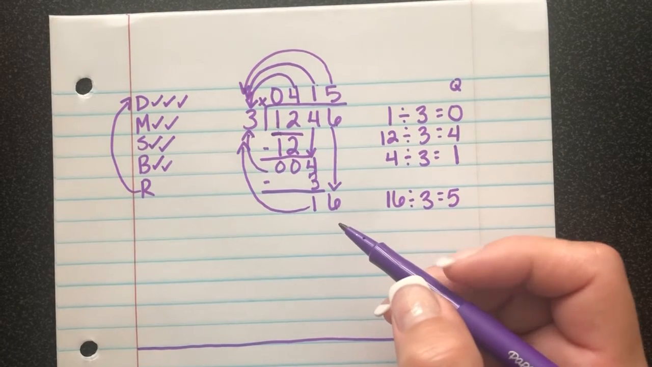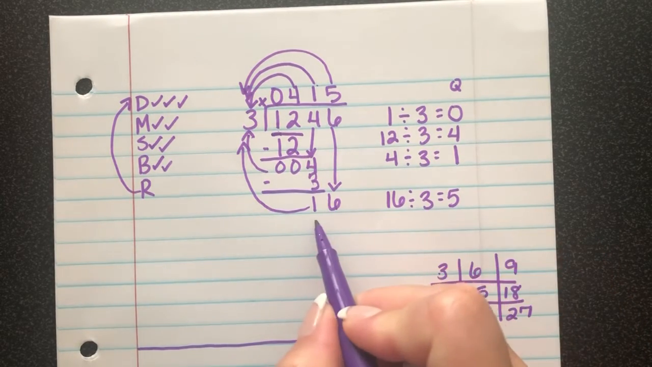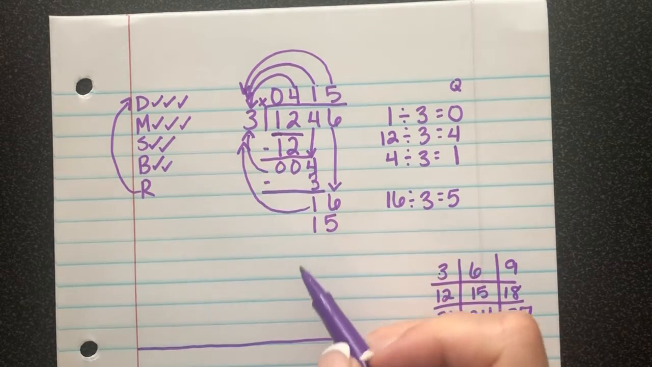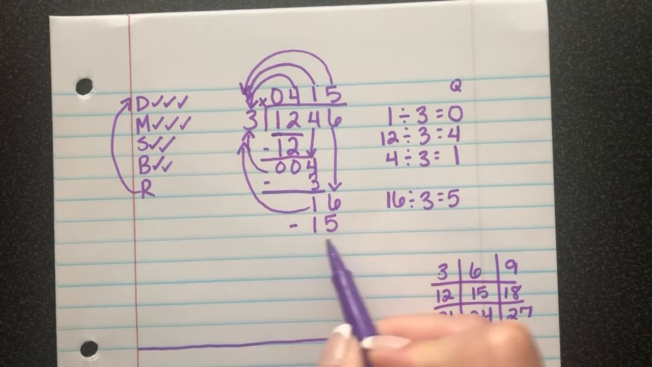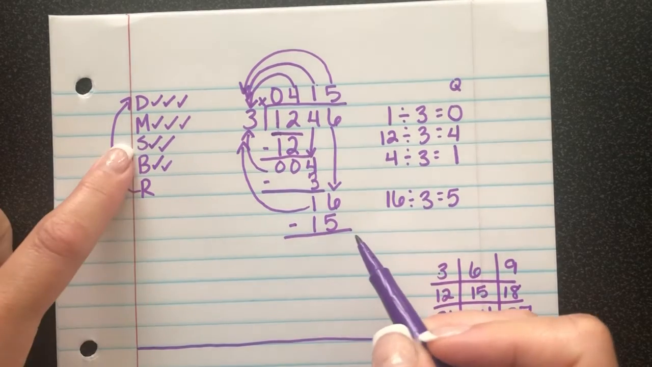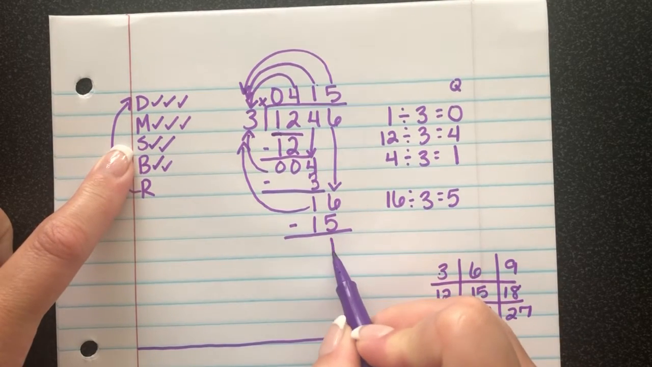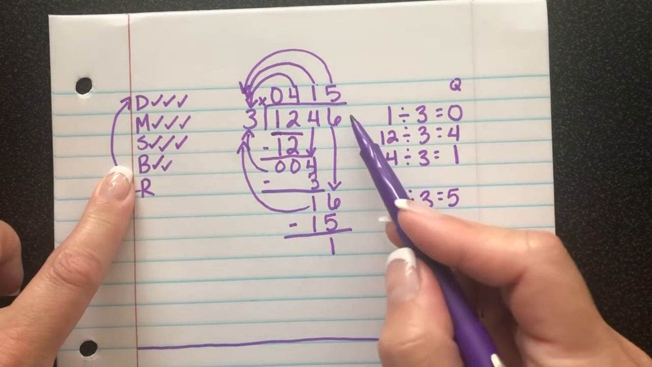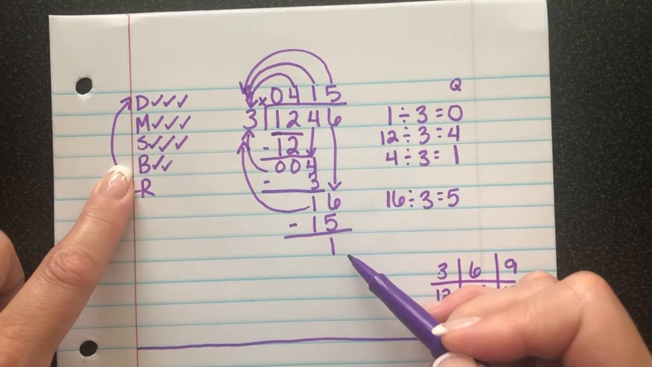5 times 3 is 15. That 15 is going to come down here under the 16. So I've multiplied. Now I need to subtract. 16 minus 15 leaves me with 1. Next step would be to bring down, but there's nothing to bring down.